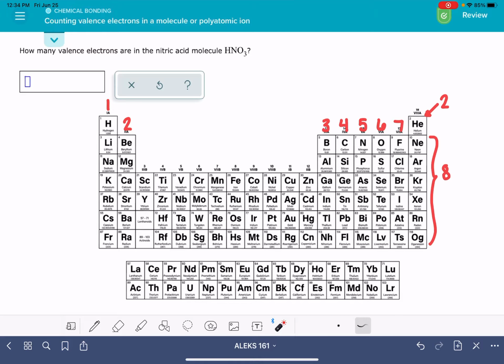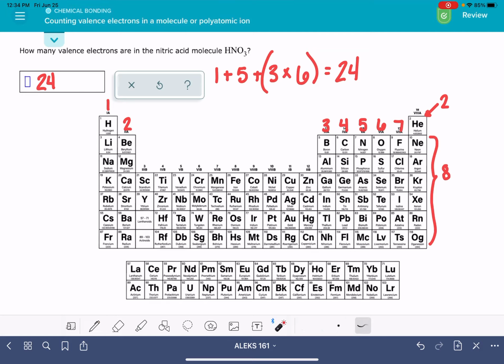So this is actually a really simple type of problem. You're just going to take a look at the molecular formula. We can see that I have one hydrogen atom, and hydrogen has 1 valence electron. I have one nitrogen atom, and nitrogen has 5 valence electrons. I have 3 oxygen atoms, and each oxygen atom has 6 valence electrons. And so I have to use my calculator for that: 24 valence electrons. That's all we have to do.